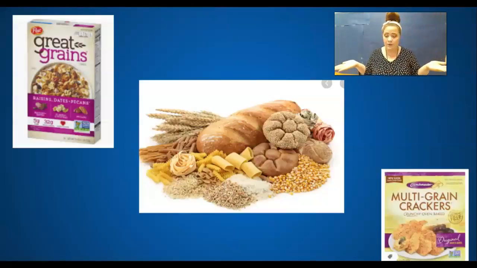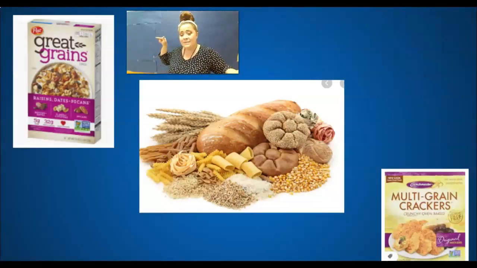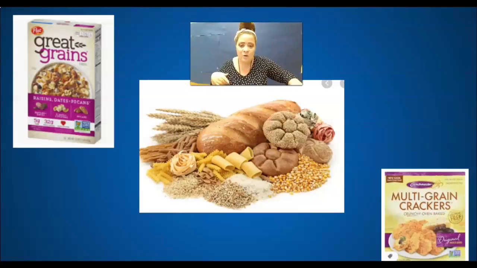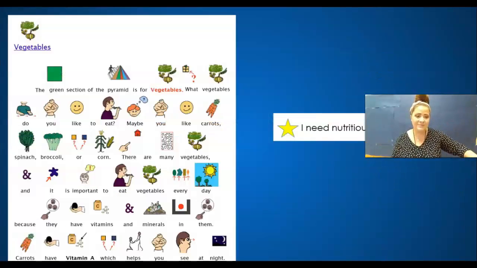Look at all these examples of different types of grains and cereals. Let's travel around and see them. Over here, we have a type of cereal. That's a healthy type of cereal. And down here, we have some pasta and we have bread. Looks like we have rice in there too. And then over here, we have some crackers. These are all examples of different types of grains and cereals.